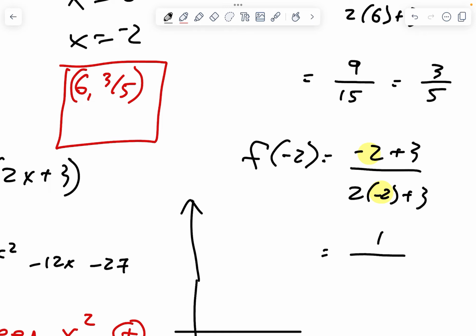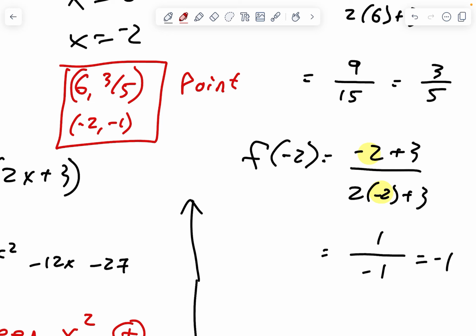1 over negative 4 plus 3 is negative 1. Comes out very easy. That is a negative 1. So negative 2, negative 1. These are my points of intersection.